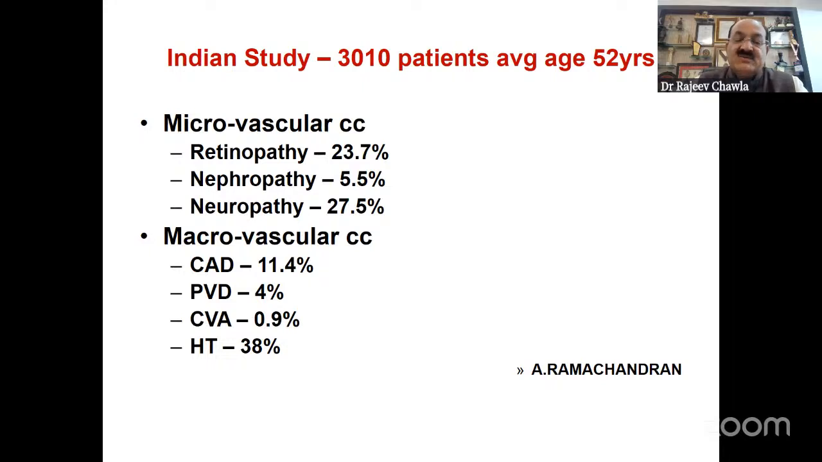This is one of the benchmark studies, or a landmark study, by Dr. Ramachandran from Chennai on 3,000 patients with an average age of 52 years. In his 3,000 patients, he saw that retinopathy was present in 23% of patients, nephropathy in 5.5%, and neuropathy in his study at that time was seen in 27% of patients. But when you talk about macrovascular complications, coronary artery disease was seen in 11% of patients. PVD, fortunately, is lesser in Indian patients as compared to Western or Caucasian patients, and was seen in 4% of patients. Hypertension was there in 38% of patients. This is almost a 30-year-old study.